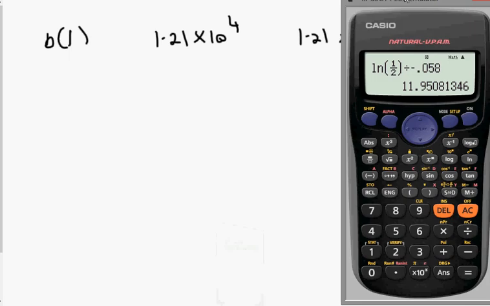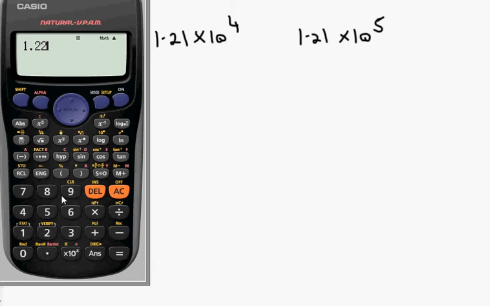Okay guys, so this question here is 2b part 1. The diameters of Venus and Saturn are 1.21 by 10 to the 4 and 1.21 by 10 to the 5 kilometers. What's the difference in diameters between the two planets? Now there's one way of doing this: you just go to your calculator.